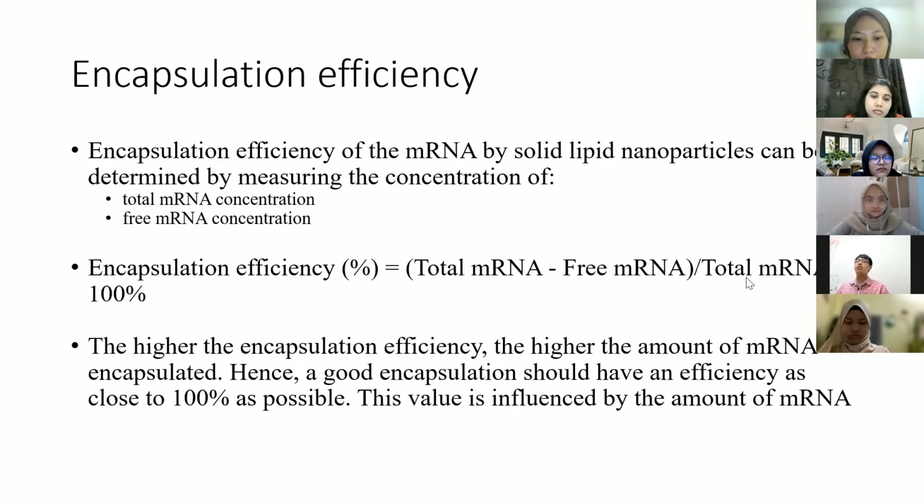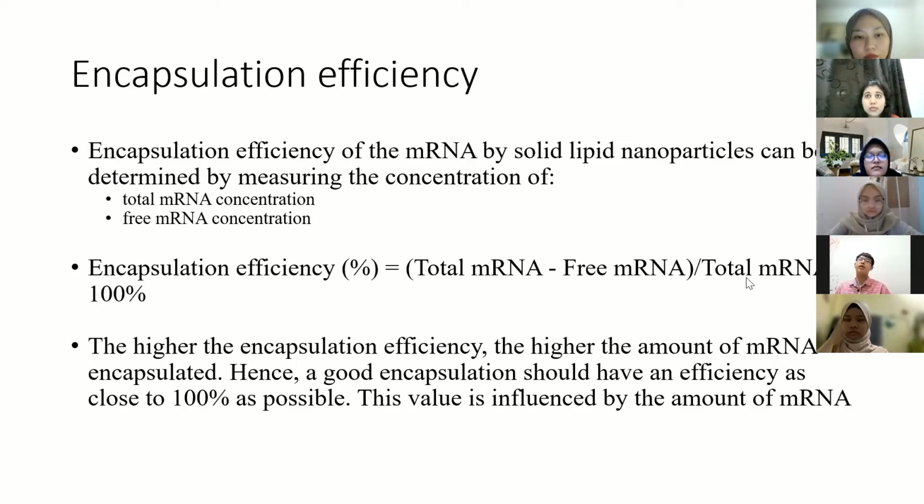And we also determine the free mRNA concentrations. The samples containing the solid lipid nanoparticles that are loaded with the mRNA will be centrifuged to separate the mRNA-loaded SLN from the free mRNA. And this solid lipid nanoparticle will be precipitated as the tablets, and then we will take the supernatants because it contains the free mRNA, and then its concentration will be measured using UV visible spectrometry as well. This is how we got the values for the total mRNA as well as free mRNA concentrations.